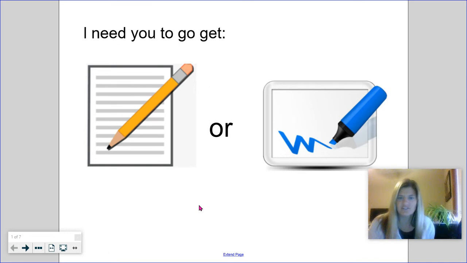Hi, kindergartners, it's math time again. Today, what we're going to be learning is how to solve addition and subtraction story problems.